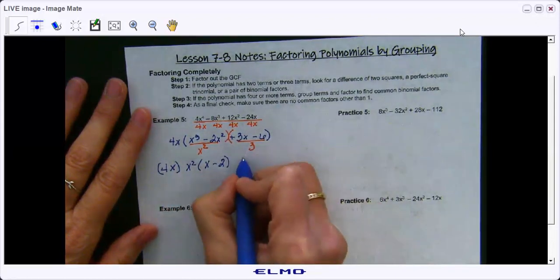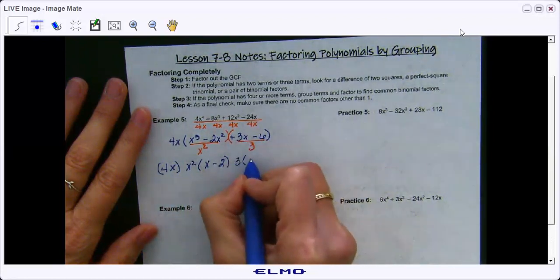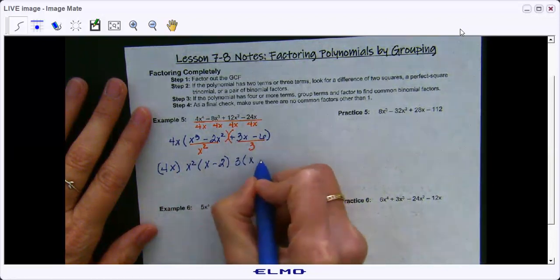Then I bring my GCF of 3 down and divide. 3x divided by 3 is x. -6 divided by 3 is a -2.